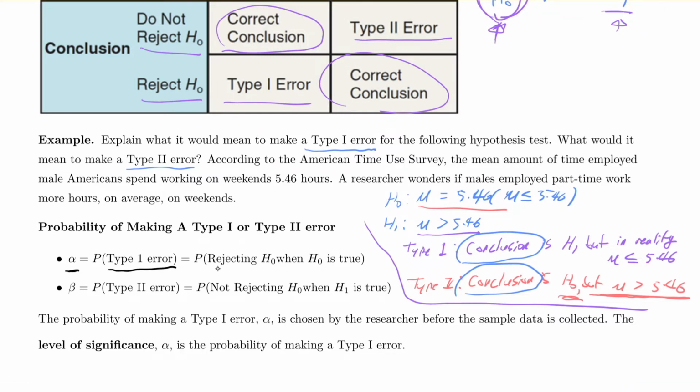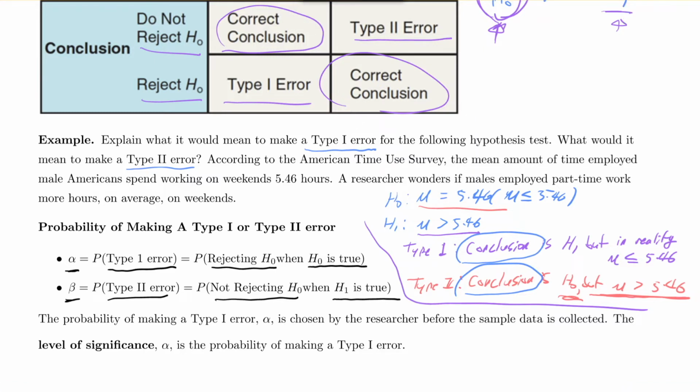So remember, type 1 error is rejecting H naught when in fact H naught is actually true. We don't want this to happen, right? But there's always a probability that this could happen. Beta is the probability of making type 2 error. This is not rejecting H naught when actually in fact H1 is true.